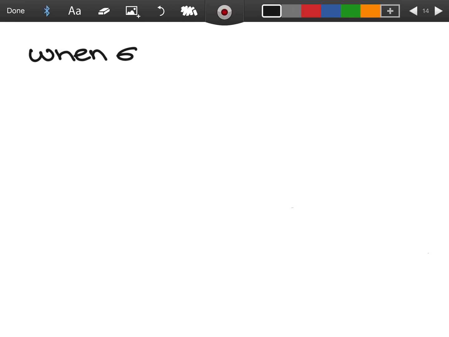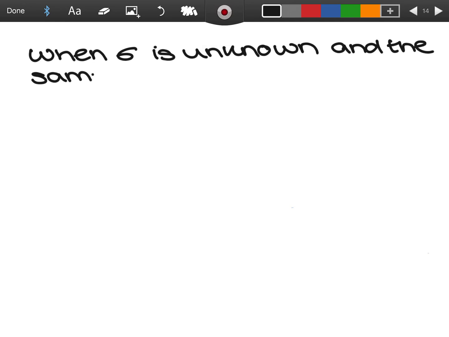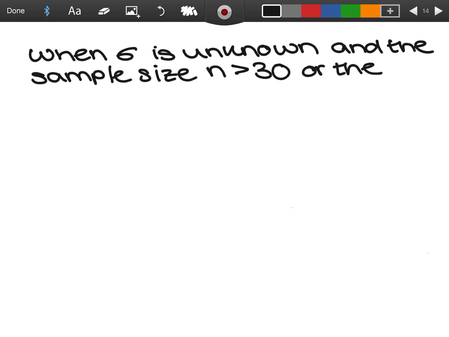So when the population standard deviation sigma is unknown, and again the sample size n is greater than 30, or the population is normally distributed. So you can have either one. Either one of these will make those sample means normally distributed.